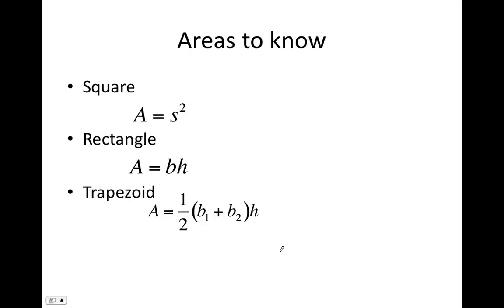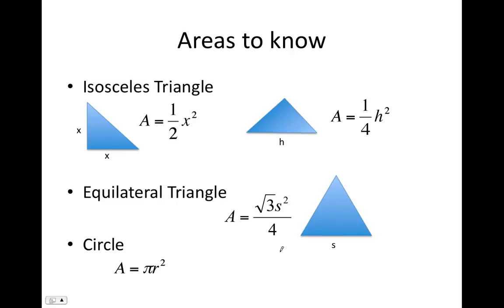I also want to give you some formulas from geometry that you may not remember. Areas that you need to know are the area of a square, the area of a rectangle, the area of a trapezoid, the area of an isosceles triangle with the base equal to one of the legs is 1/2 x squared. However, if the hypotenuse is what's in the base, then the area is 1/4 h squared. And if you're interested in me showing you where that comes from, I can show that to you later. The area of an equilateral triangle is radical 3 over 4 times that side length squared. And the area of a circle is pi r squared.